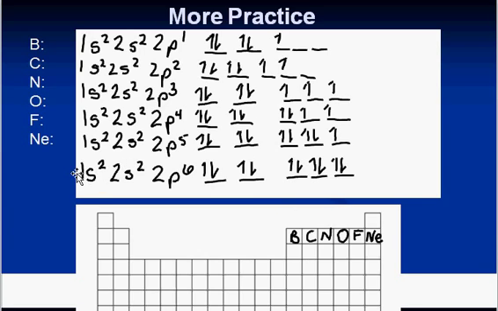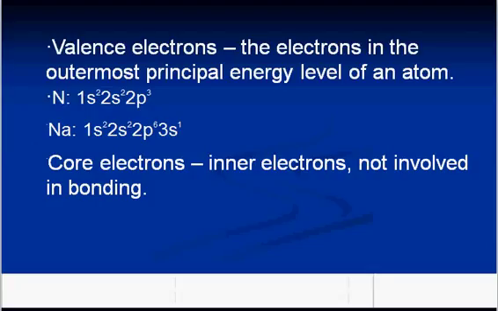So this fills my second energy level. Neon fills that second energy level. So I've got 1s filled, I've got 2s filled, and I've got 2p filled. Alright, so some things I want to talk about before I go into more advanced electron configurations.